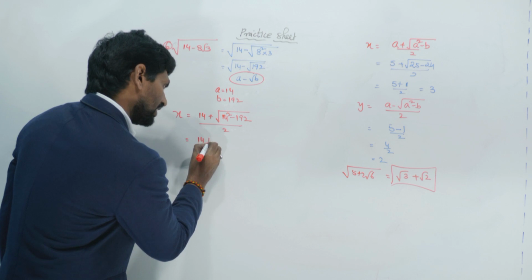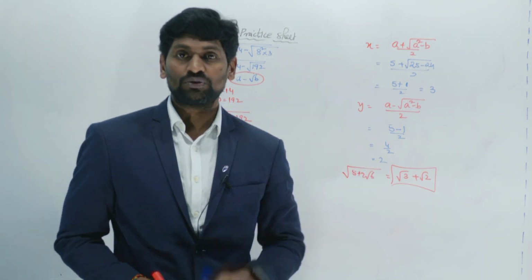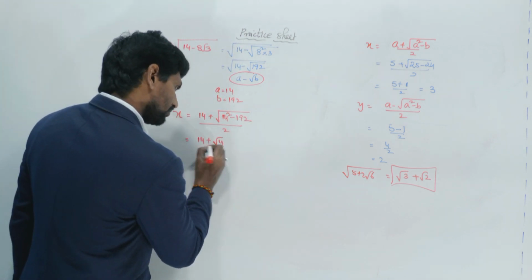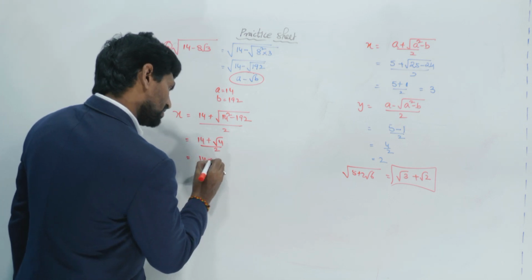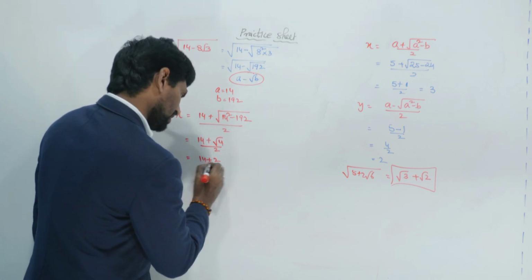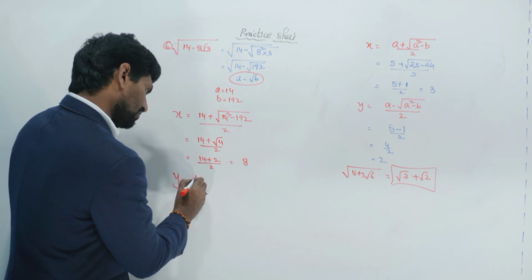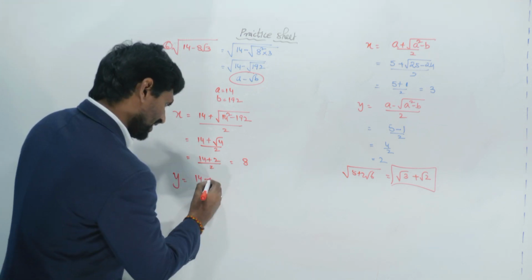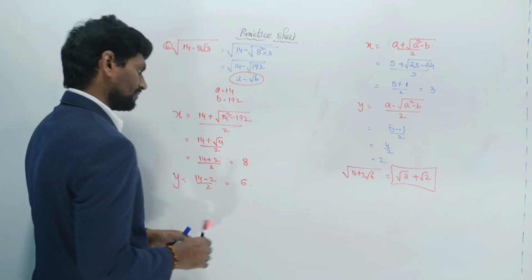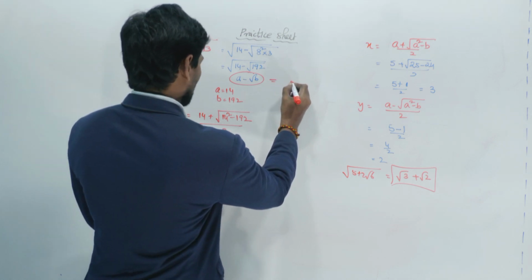That is equal to 14 plus root of 14 square. 14 square means 14 into 14, which is nothing but 196. 196 minus 192 is root 4. Root 4 value is 2, because 4 we can write as square number 2 square. Square root cancels, 2 will be. So 14 plus 2, 16 by 2, 8. Same way x value, last we can change: 14 minus 2 by 2. So 14 minus 2, 12. 12 by 2 value is 6.